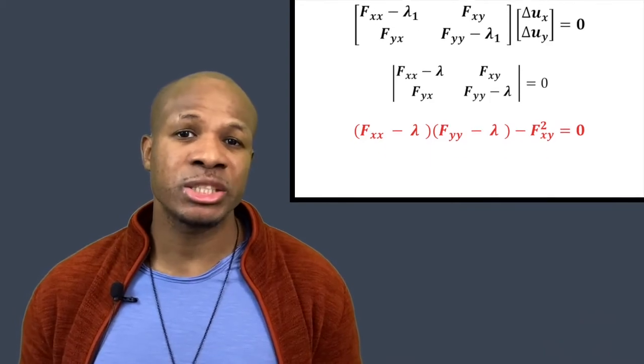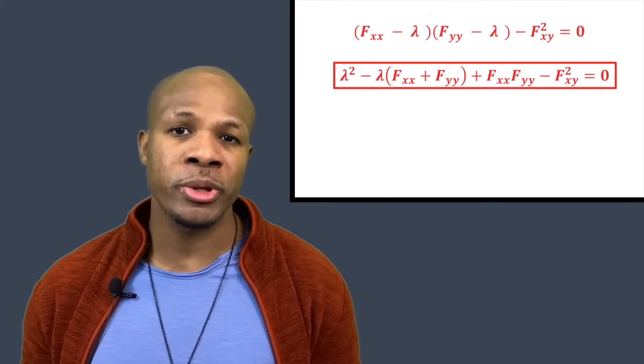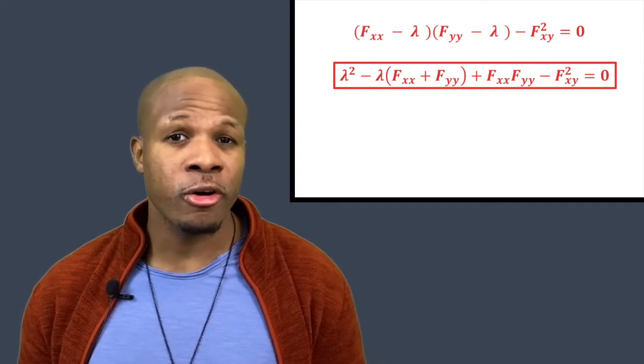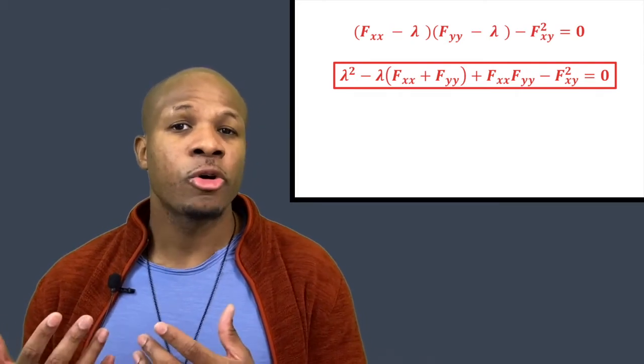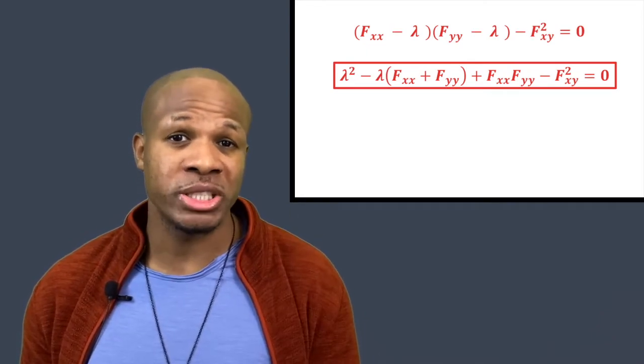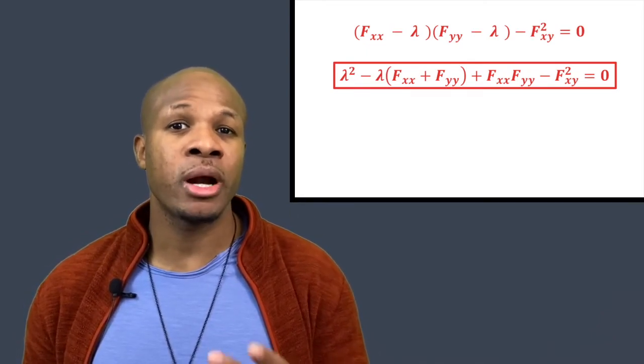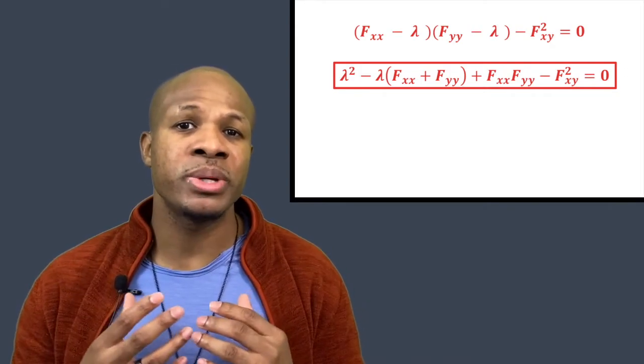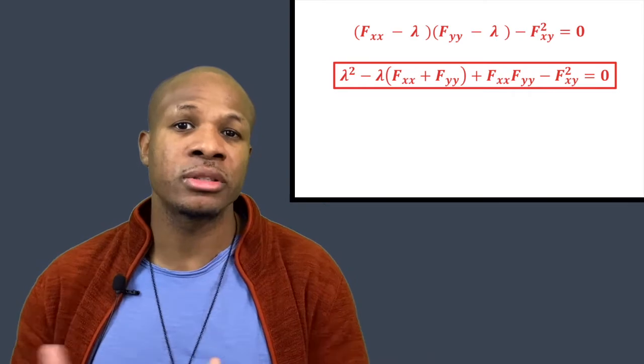And when we expand this expression, we get a second order polynomial of lambda. This is a quadratic equation of lambda. And you guys should already know from your algebra class, when you have a quadratic equation, you should get two solutions. And these two solutions are going to be our lambda 1 and our lambda 2, which are our eigenvalues. And these are going to be the terms that we put on the diagonals of our matrix.